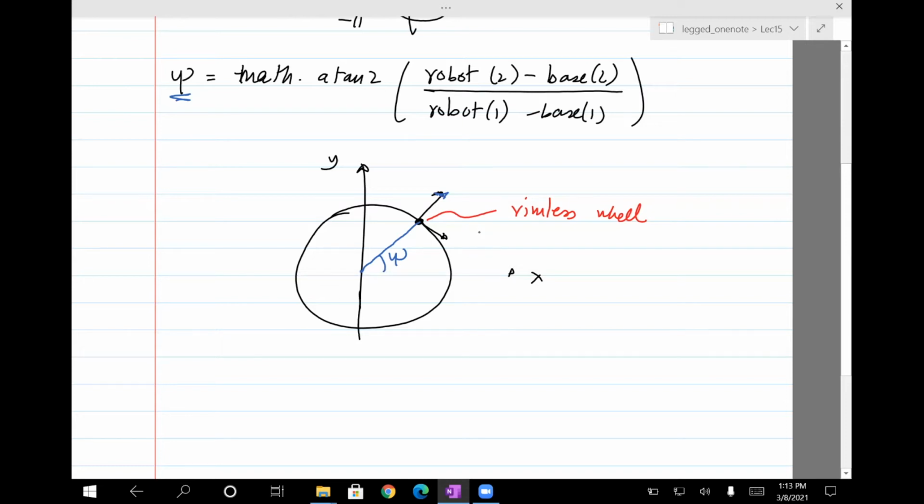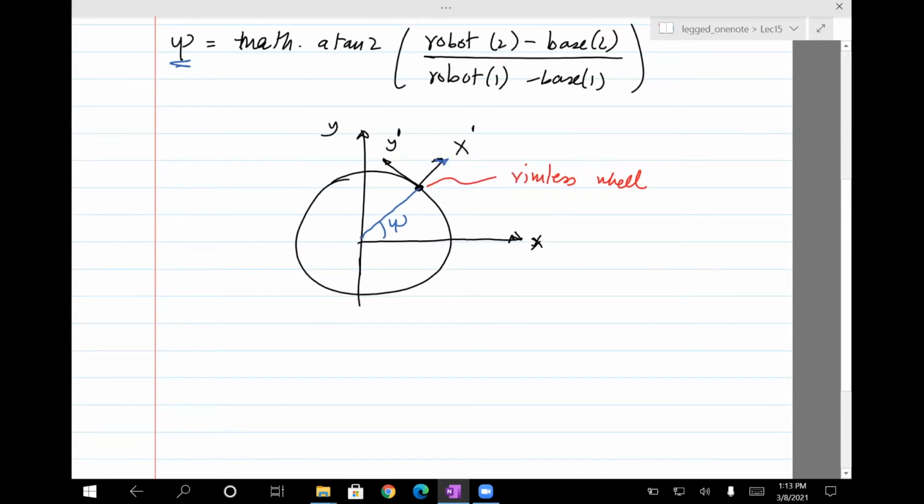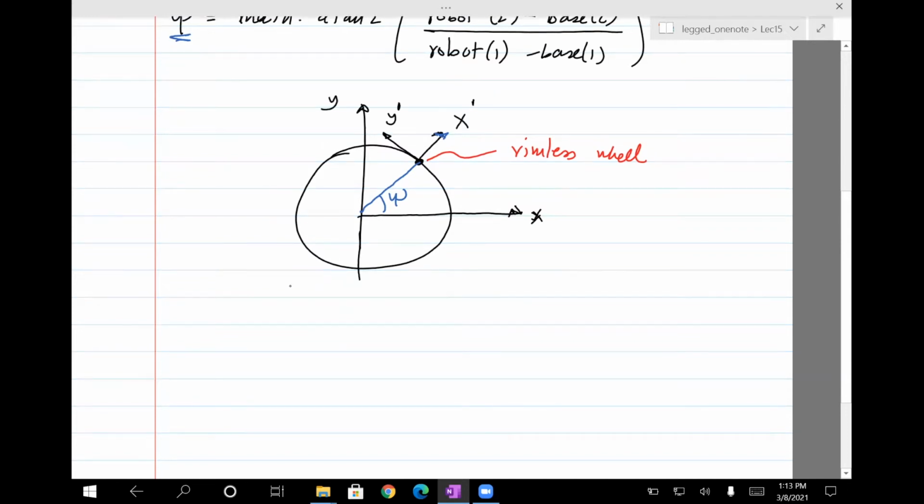So hold on, I made an error here. I extend the x and y. To be consistent, this should be x prime, because then you rotate x to an angle x prime, and then this should be y prime. Okay, now it's right. This is the psi angle, and this is basically what we had done when we rotated the frames. So we know that associated with this psi is the rotation matrix given by cosine psi, minus sine psi, sine psi, cosine psi.